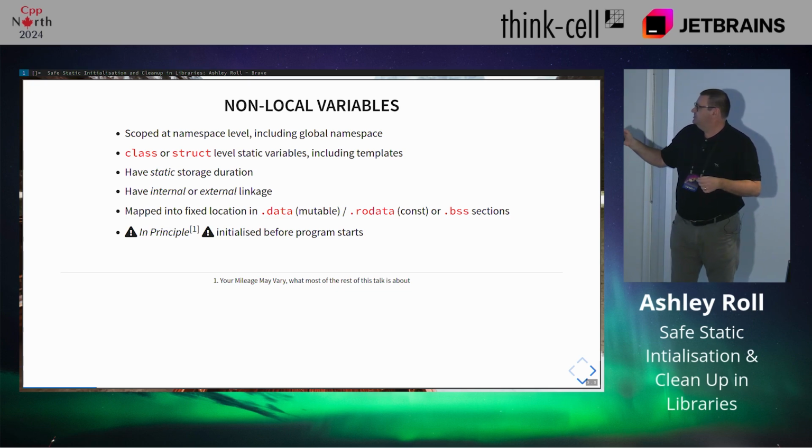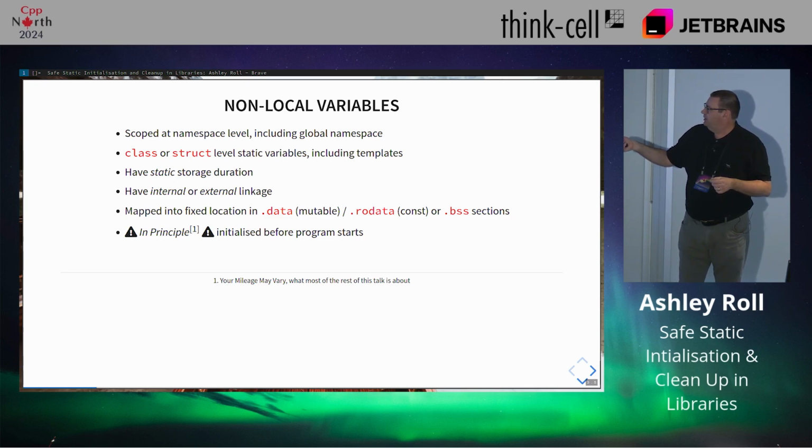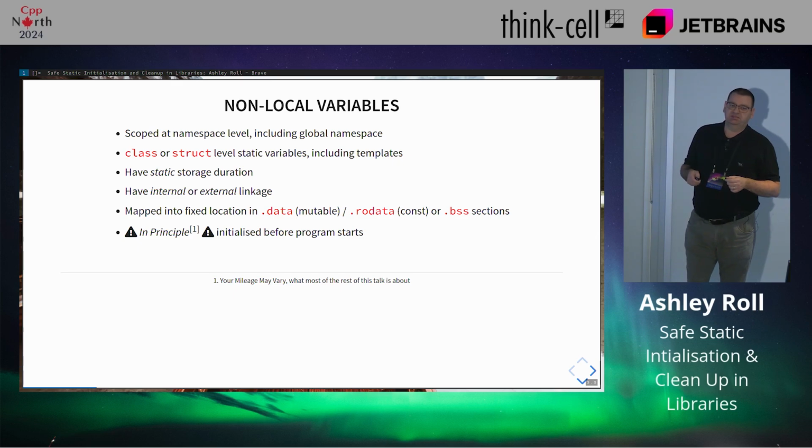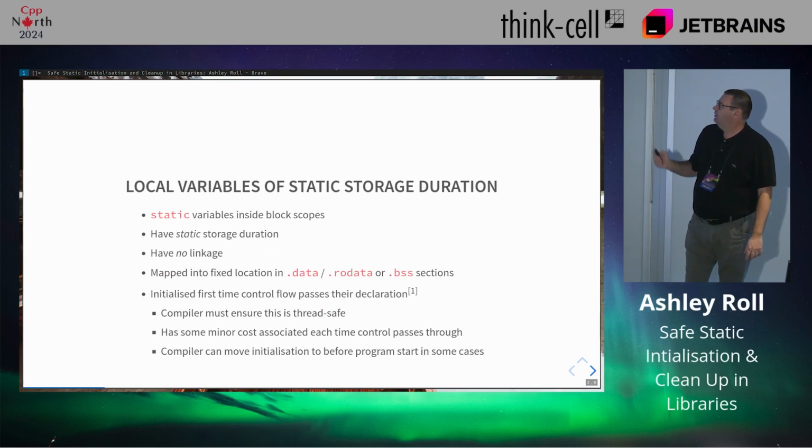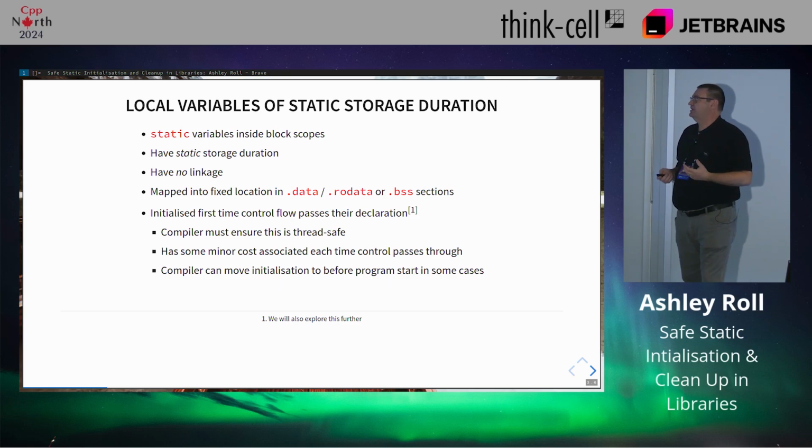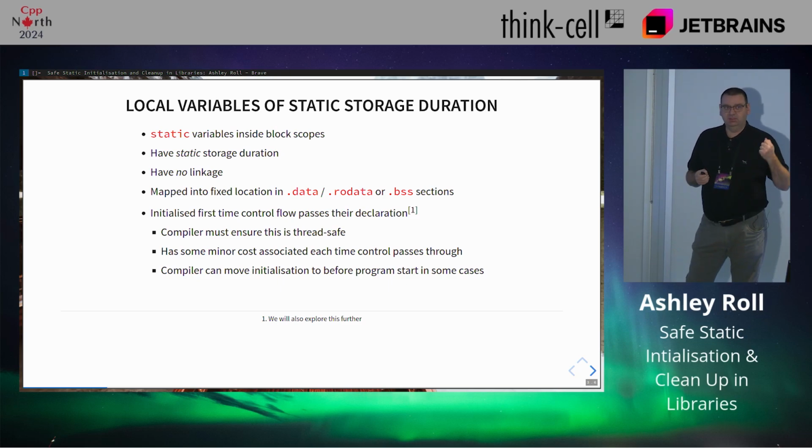And if they're zero initialized, which we'll get onto later, they'll be pushed into the BSS segment rather than allocating storage for them in the program itself. Local variables of static storage duration. So these are your block scope static variables. Again, they have static storage duration, it's in the name, and they have no linkage.